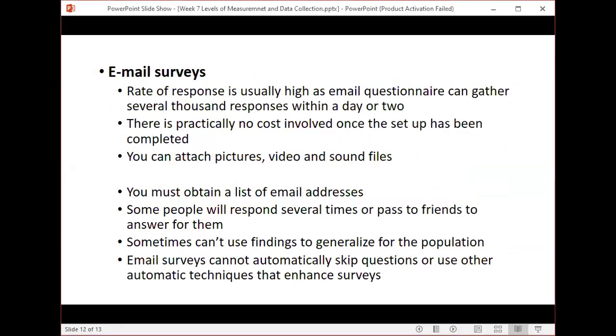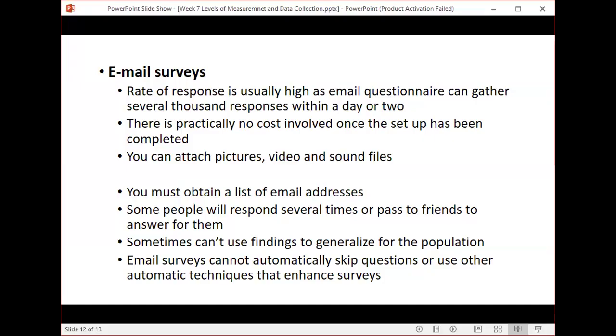And then we have emails. Just like the mails where you use the post office, this one we use emails, right? So you have the email addresses of people, you have the questionnaires, you can add videos, you can add photos, whatever exhibit you have, and push it. Once people receive it, they open it up, fill the questionnaire and send it back, right? So the rate of response is usually very high because you can gather thousands of responses within a second. Within a day or two, you get a lot of responses. And there's practically no cost once you set it up, okay? You attach pictures, videos, sound files, and all of that.